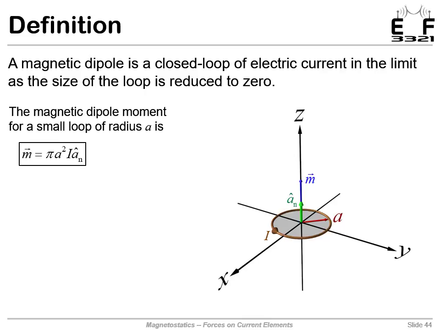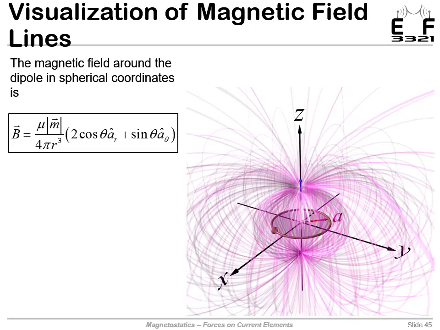So if we have a very, very small loop with radius a, we can go back to our equation for the magnetic moment and calculate what that is for a very small loop. Pi a squared, that's the area, so this really is just our S in our previous equation. And we have the magnetic moment of a small loop. Given that, we can calculate the B field around that. And here's the equation in spherical coordinates to calculate the B field at any point due to that small magnetic dipole.